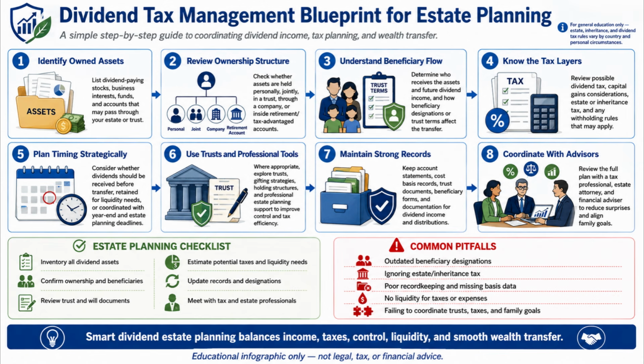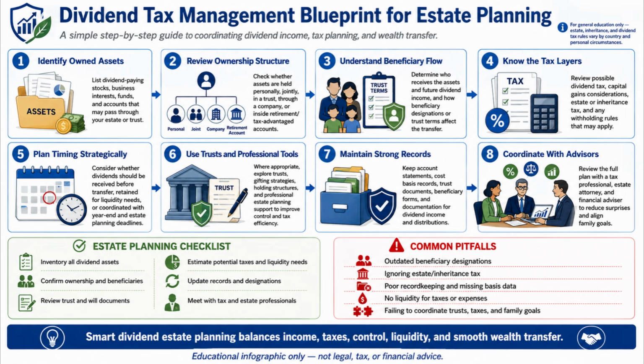After that, you need to understand the beneficiary flow. This means checking who will receive the assets and who may receive future dividend income. Beneficiary designations, trust terms, and estate documents can strongly affect how wealth is distributed. Therefore, keeping these details updated can help reduce confusion and avoid unnecessary family or legal problems.